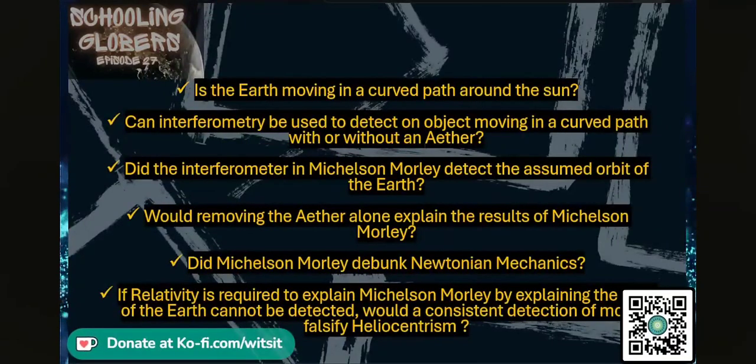Okay. So is the Earth moving in a curved path around the sun? Yes, according to them, of course. Can interferometry be used to detect an object moving in a curved path with or without an ether? Yes. Only to detect the angular component of that. So, yes, we can use an interferometer to detect an object moving in a curved path. Not the movement along the path, only the rotation caused by the movement along the path.